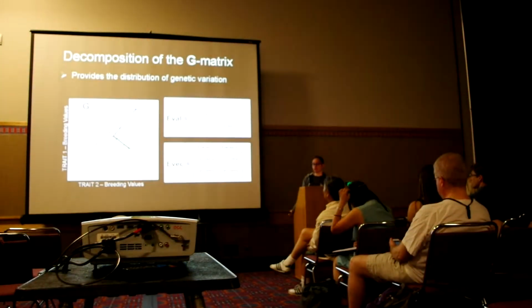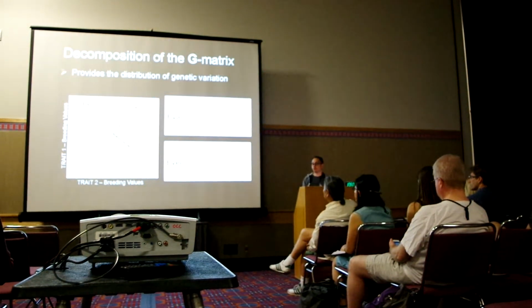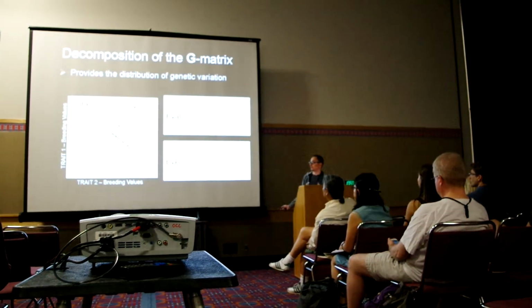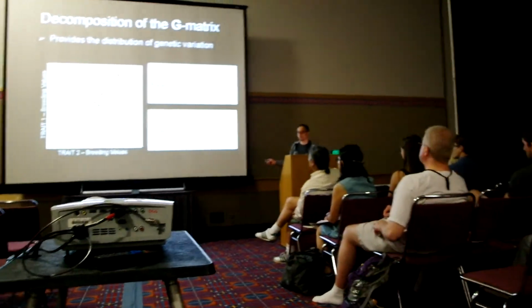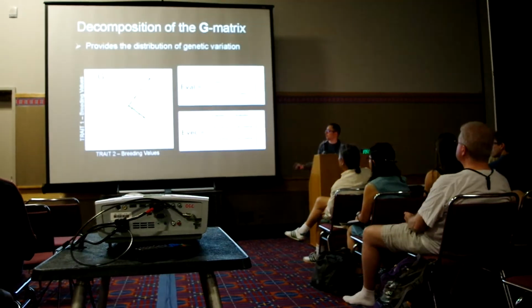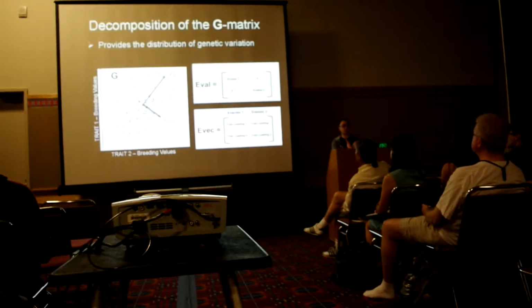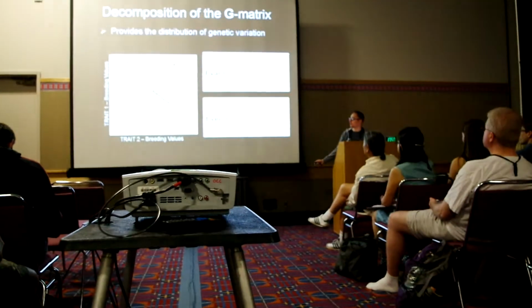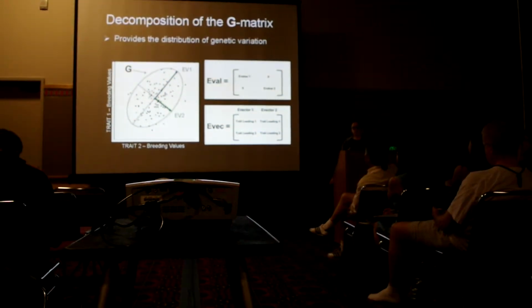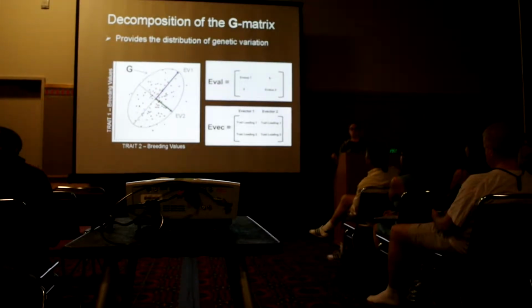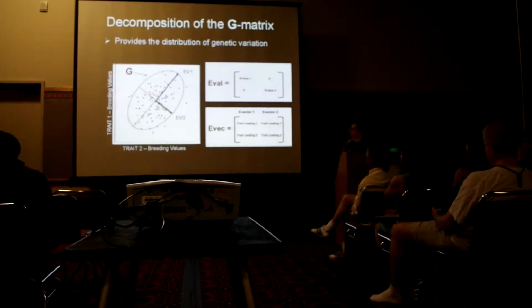So here when we do a decomposition of a G matrix with 2 traits, what we get is a couple of things. First, it decomposes into this eigenvector matrix, which gives us 2 eigenvectors that describe the orthogonal axes under which genetic variance lies. Here they're labeled as eigenvector 1 and eigenvector 2, but they can also be principal component 1 and principal component 2 if you are more familiar with principal component analysis.